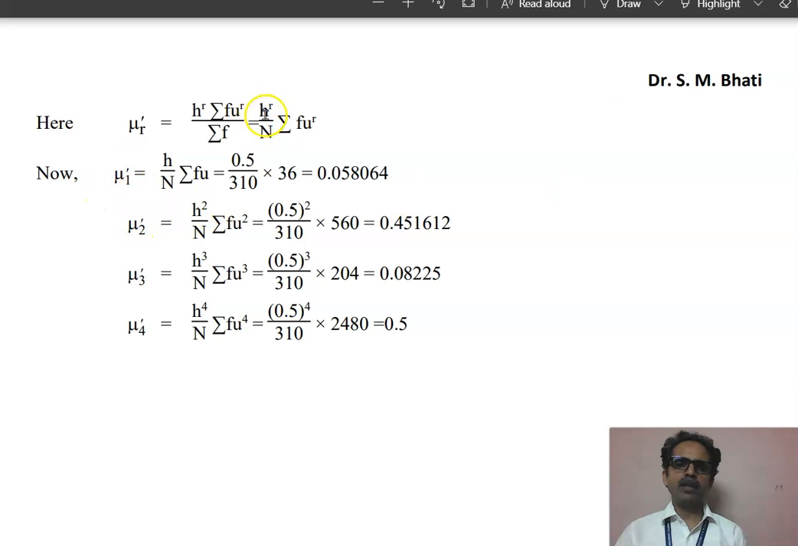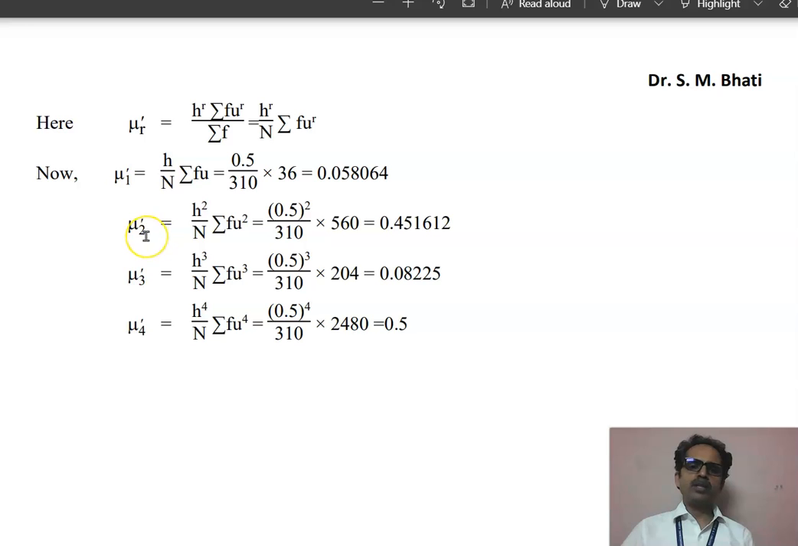Mu1 dash becomes h upon n summation fu. Now h is 0.5, n means summation f, it is 310, and the summation fu is 36, obtained in the previous table. Fine, we put these values and we can get the value of mu1 dash.